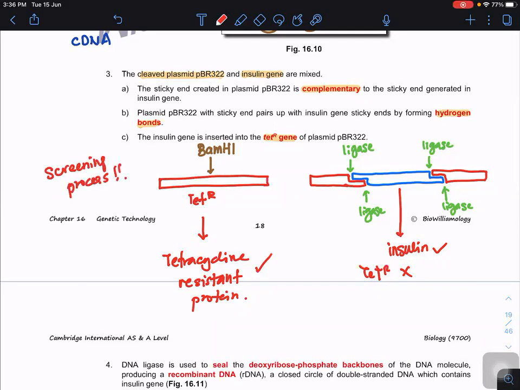The question always asks why we need to use BamHI to cut at the tetracycline gene, because the bacteria that successfully take in the insulin gene won't be able to survive. Are you clear? And I know that most of you will have a certain question: why do you want to kill them? They successfully took it in already, why do we kill them? So later I will explain it in the screening process.